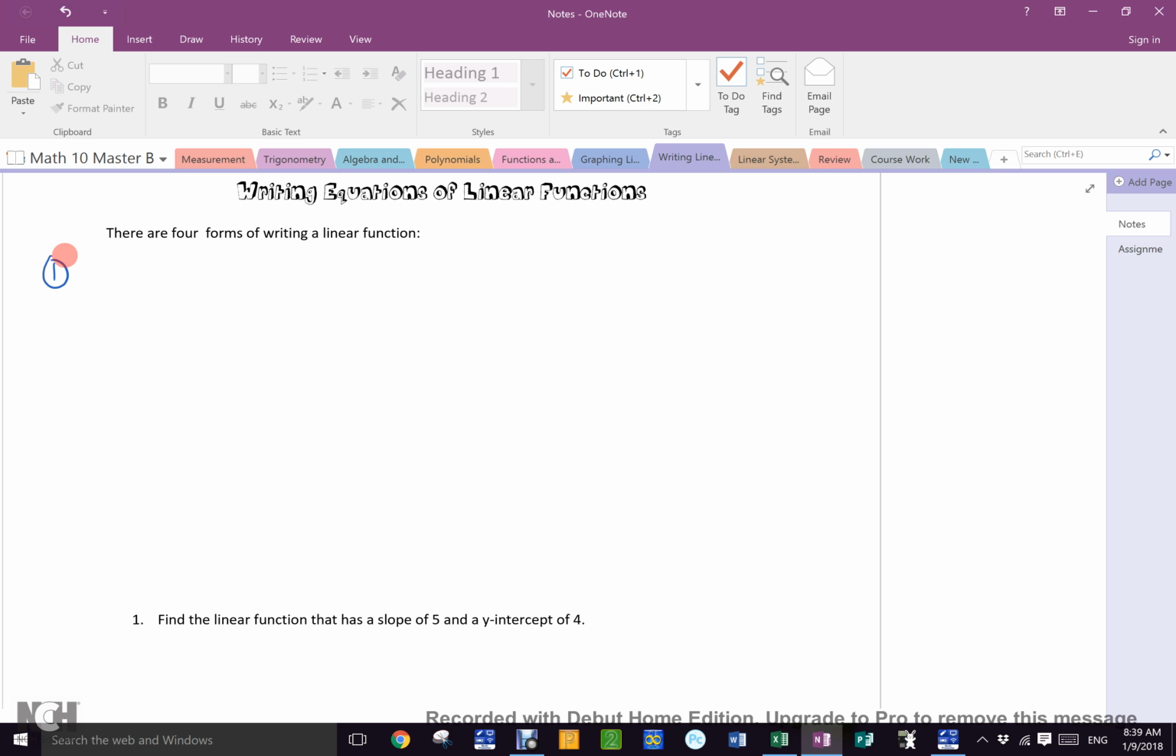Anyone? You just did a unit on this. Is it point slope? Sure, point slope form. Point slope. And that is y minus y1 equals m(x minus x1). Excellent. What's another way? Slope-intercept.